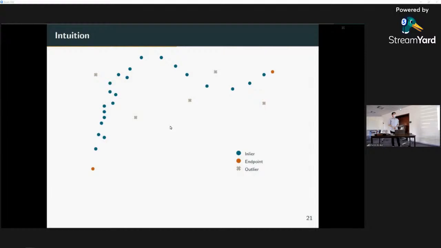So let's imagine we have a set of points in 2D, and in blue we have inliers, so that are close to the surface we're trying to reconstruct, and in crosses we have outliers which are far from the surface, from the path we're trying to reconstruct. Let's assume also we know the endpoints of the curve that we're trying to reconstruct. So in this setting, what is very natural is to consider a shortest path problem.